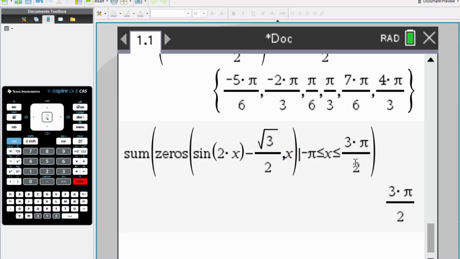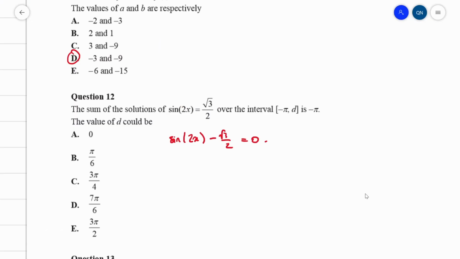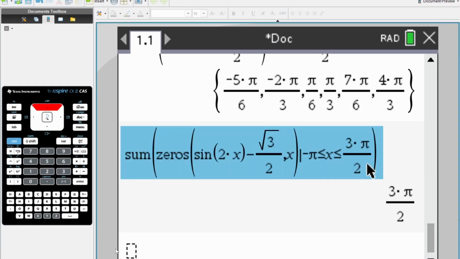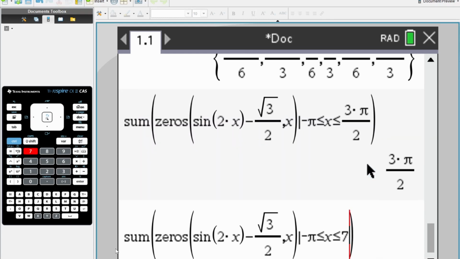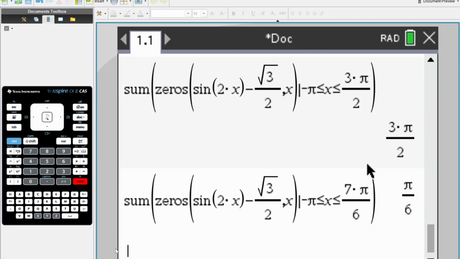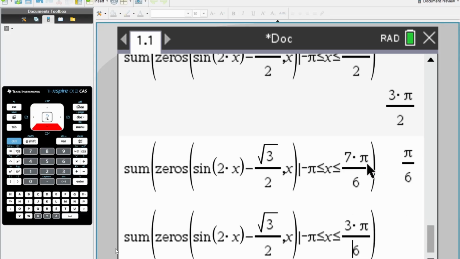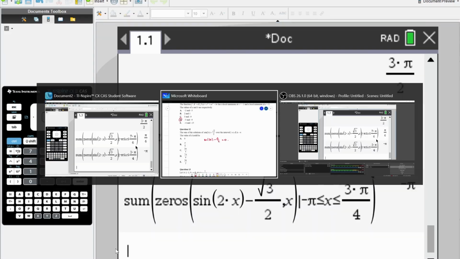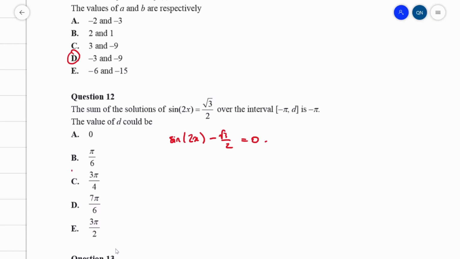So all you have to do now is change this upper bound of the domain, this d, until we get to the desired sum, which is -pi. So this d, well, we tried 3 pi on 2, which didn't work. Let's try 7 pi on 6 now. 7 pi on 6 gives us pi on 6, not quite there. Let's try 3 pi on 4. It's 3 pi on 4, and that gives us -pi. So we'll go with C as the answer.